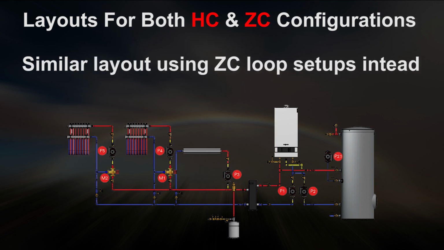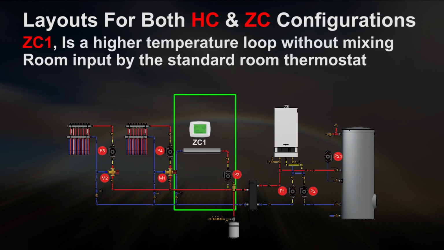Now let's look at a similar layout using zone circuit loop setups instead. Zone circuit 1 is a high temperature loop without mixing. Room input is by a standard room thermostat. This provides start and stop function from the space temperature.